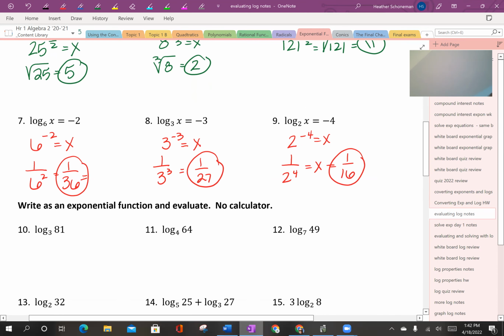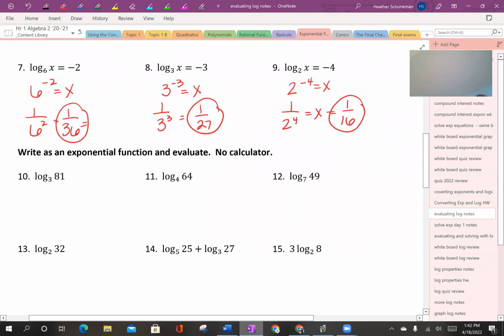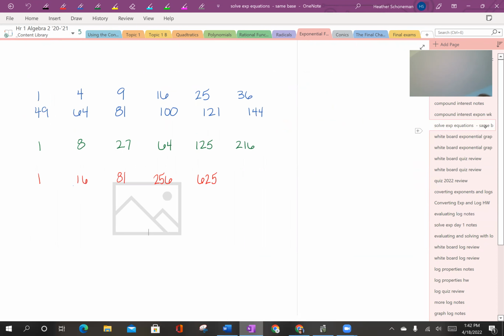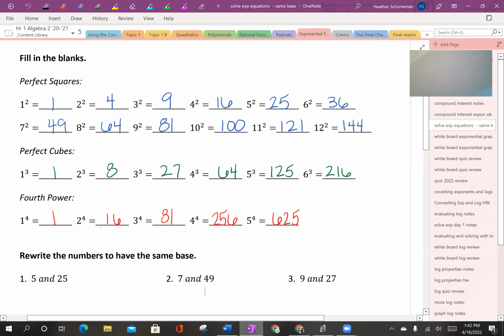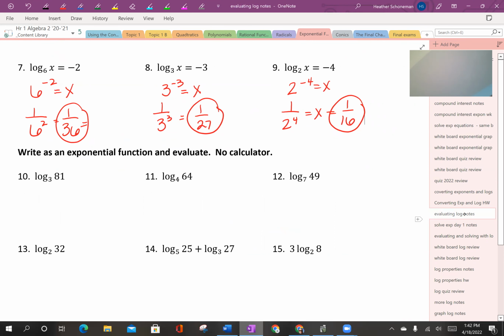Okay, so on these next ones, if you have your notes that we did on solving with the same base, at the top we have a chart, and it's going to be really helpful if we use that chart to be able to evaluate some of these logs. So let's take a look at this. On number 10, there's no x, and right now we don't instinctually know what log base 3 of 81 is. Hopefully, after we do a lot of these, you can see what the answer is without having to rewrite it. But one way to approach it is to rewrite it.